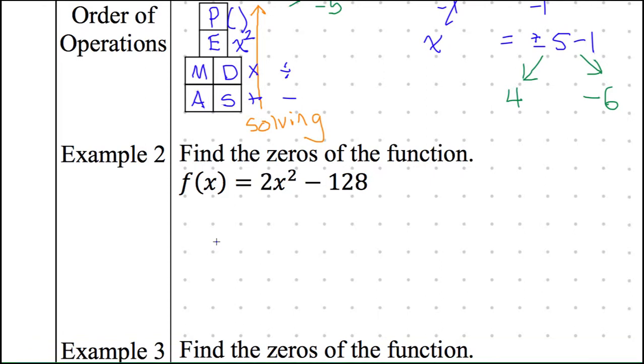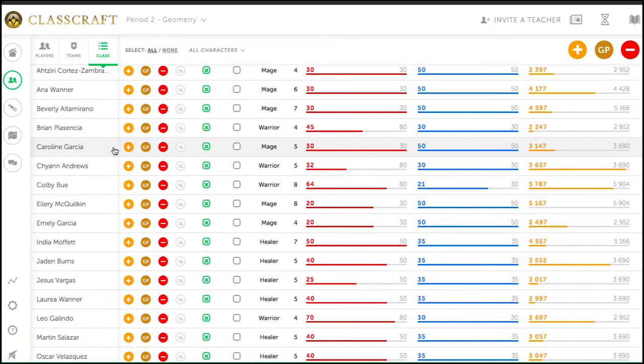Who else knows? Setting what to 0? I only see Ellery's hand so far. I see Ellery, India, and Sam, and Colby. Colby, go for it. Yeah, we're setting that f of x, which is really y, so we're setting that y equal to 0. And I'm going to rewrite the rest of the equation after Colby sets it to 0. So 2x squared minus 128. Thank you, Colby.